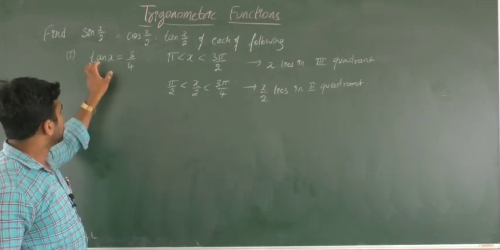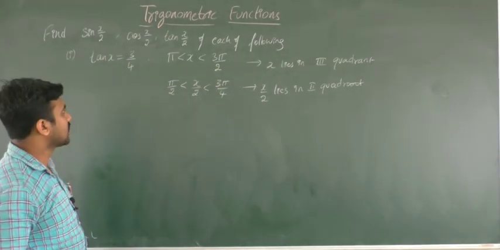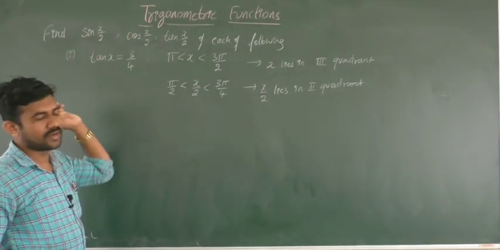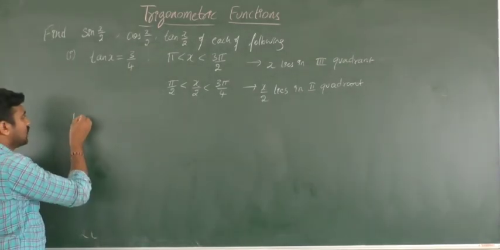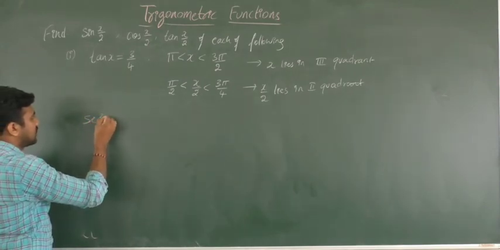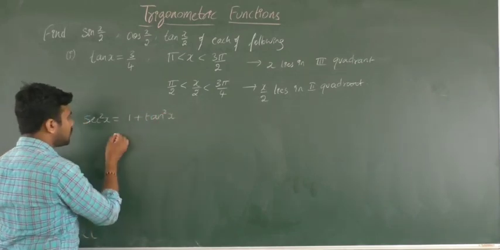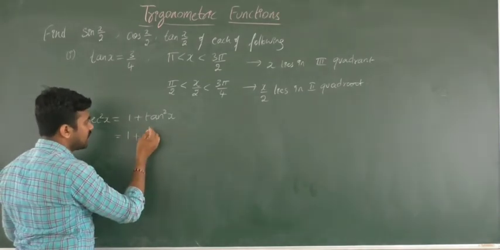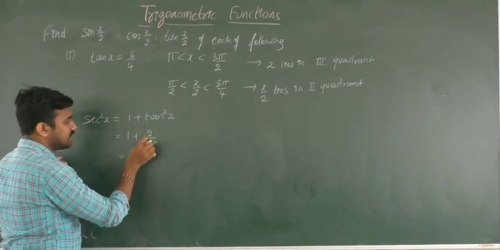See now, tan x is equal to 3 by 4, and x lies in the third quadrant. Okay, now by using this we need to find the other trigonometric functions of the half angle. So we can use one method. Here we know secant square x is equal to 1 plus tan square x. Okay, by substituting the tan value here, tan x is nothing but 3 by 4, tan square x is nothing but 9 by 16, and we take the LCM, we will get what?